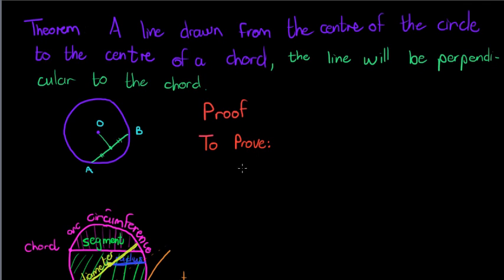What do I want to prove? Sorry, I have to say that as well. The point where this line meets the chord, the midpoint of AB, is M. So we're drawing a line from O to M, and we're saying that M is the midpoint, O is the center of the circle, and according to this theorem, the line that we've drawn now is perpendicular to the chord. So what do we want to prove?